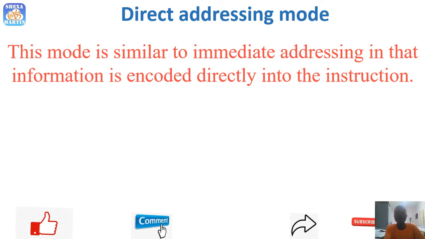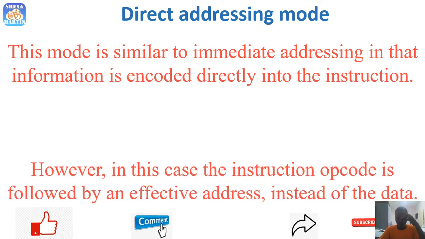So previously, when we talked about immediate addressing mode, the value or the data to be acted upon was an immediate value. Now the information of where we are supposed to get the value is directly encoded into the instruction. So that's one of the differences between immediate addressing mode and direct addressing mode.